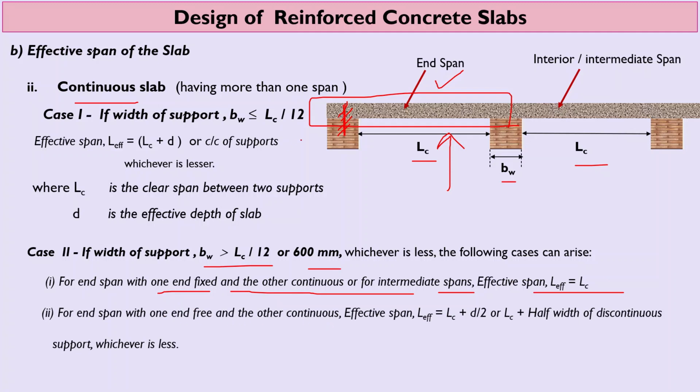Now if this is the first case, and this end is not fixed, that means this end is free, simply supported, and the other end is continuous. So this will be the continuous end, and this will be the free end if it is placed on the walls. Then you have to take note of this particular step number 2, and accordingly we have to find out the effective length of the span.